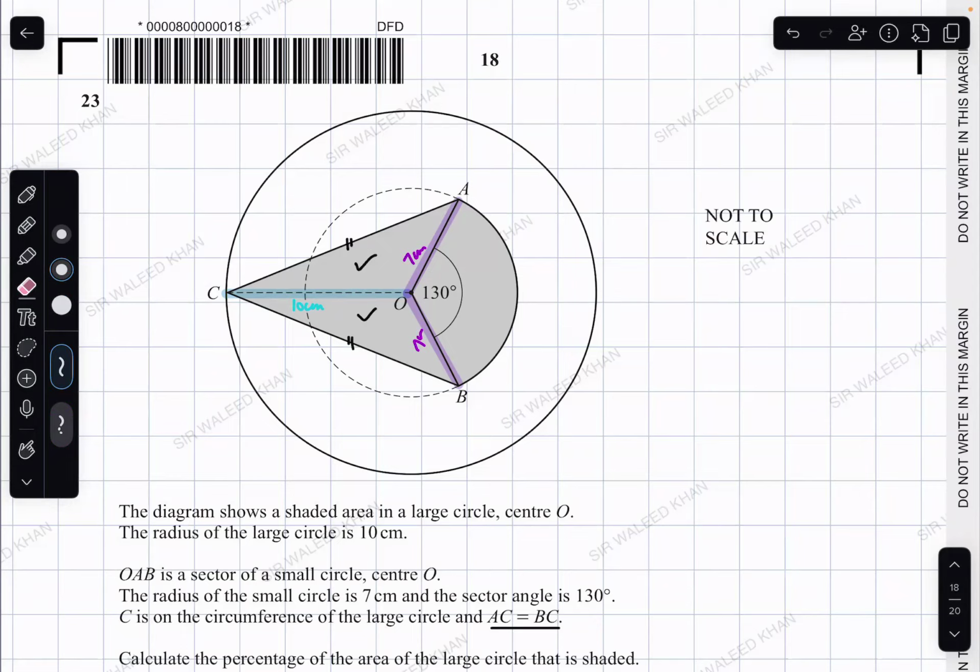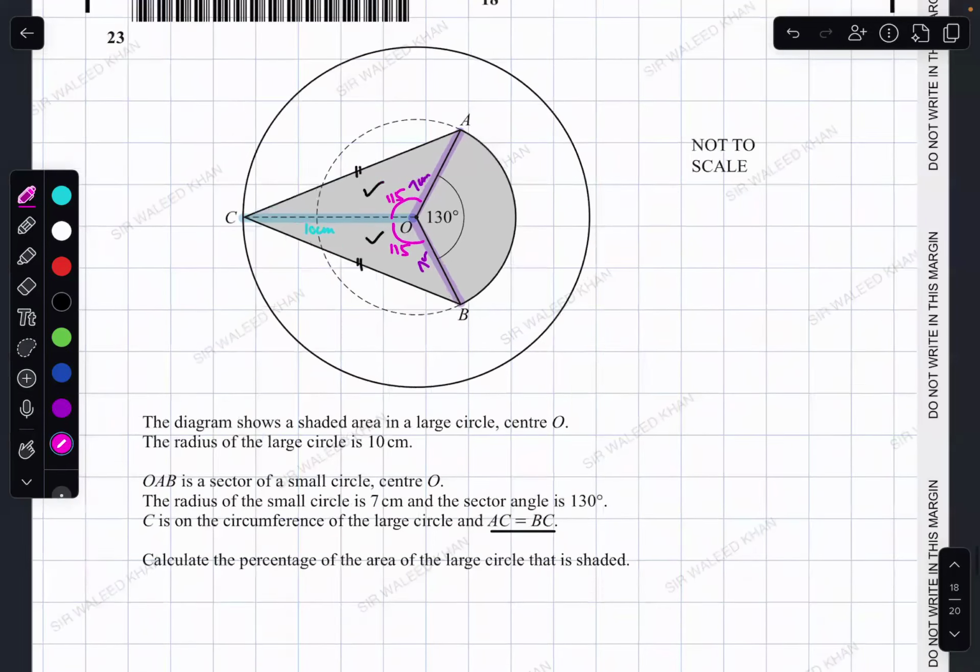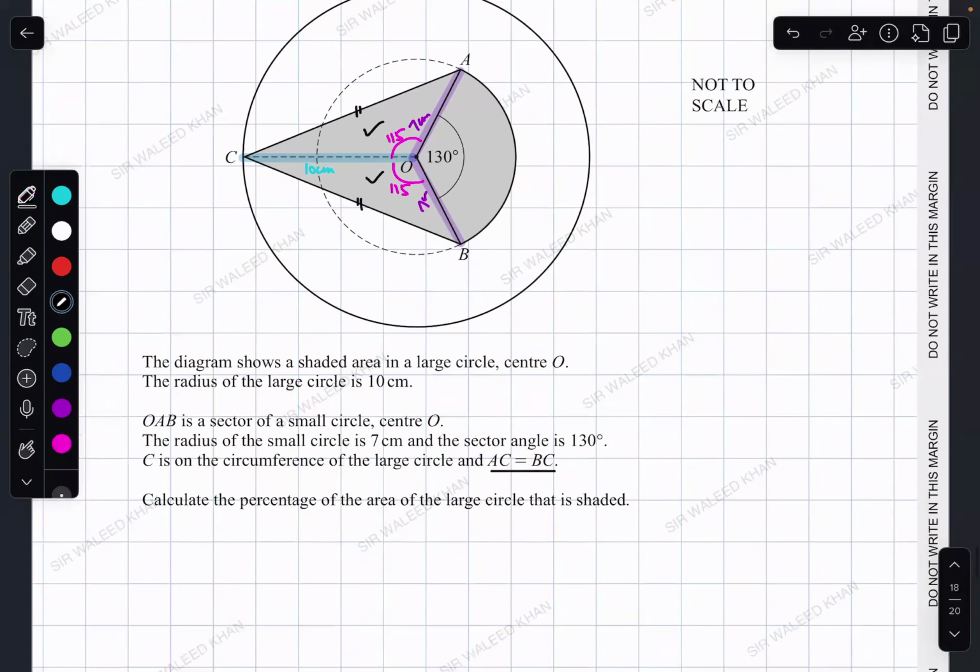If they are the same triangles, that means these angles are also the same. So if this is 130, this angle and this angle should be equal. Right? So we have 230 divided by 2, which is 115. So this is 115 and this is 115. Now, I can mention this as well: AOC is equal to BOC, 115 degrees.